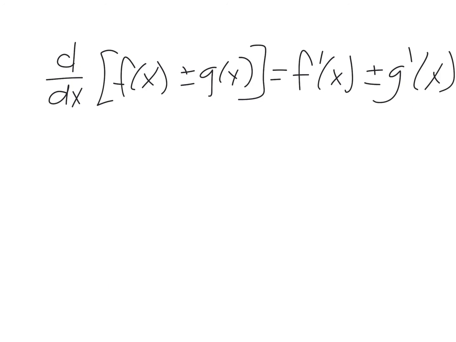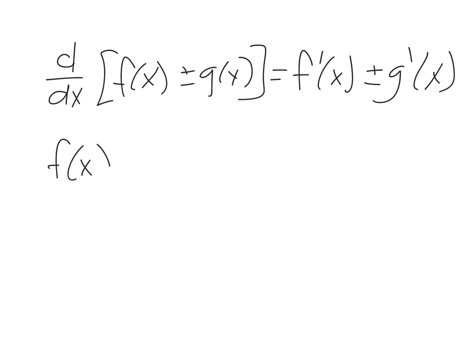Alright, so this is the sum and difference rule for derivatives. If f and g are both differentiable, and you're adding or subtracting them, you just find the derivative individually for each of them. Okay, it's really that simple. Just take the f of x, find the derivative of f of x. G of x, find the derivative of g of x, and then you'll be still adding, subtracting. Okay. Some quick examples.